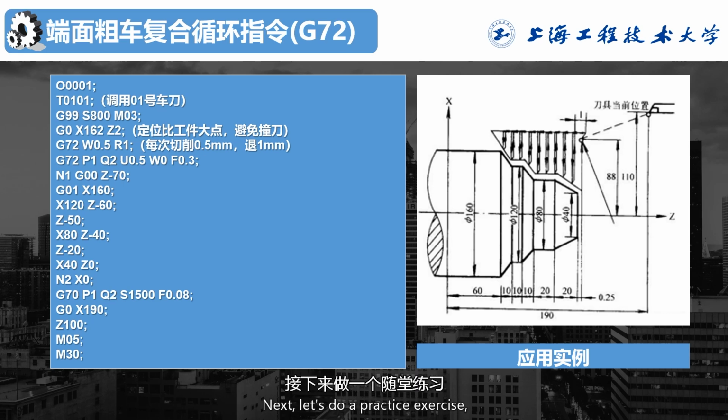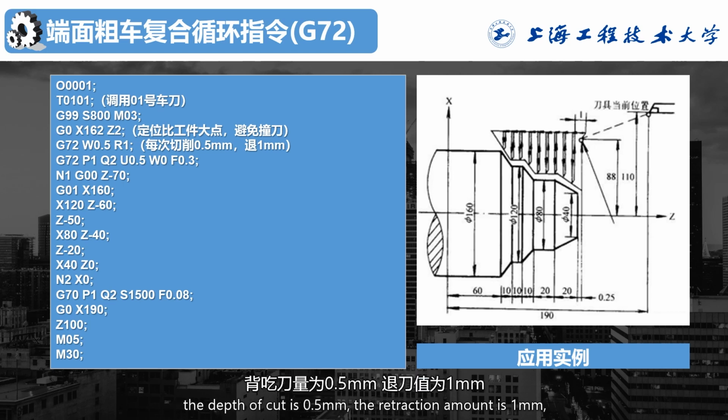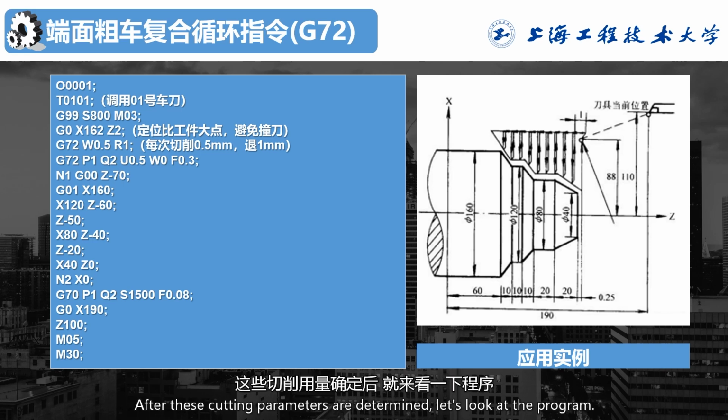Next, let's do a practice exercise, as shown in the figure. First, determine the parameters in G72. The depth of cut is 0.5 mm, the retraction amount is 1 mm, and the feed rate is 0.3 mm per revolution. The finishing allowance in the X direction is 0.5 mm, with no allowance left in the Z direction, and the spindle speed is 800 revolutions per minute. After these cutting parameters are determined, let's look at the program.